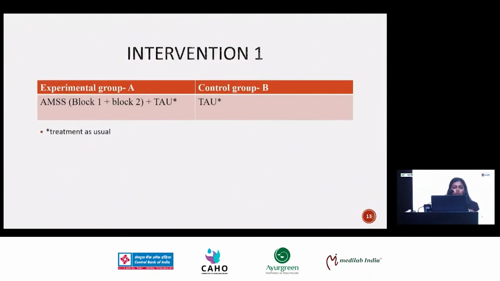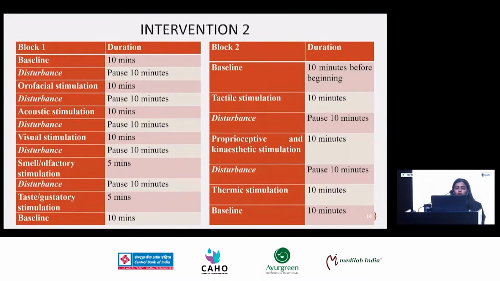The experimental group A included AIMS, that is block 1 and block 2, plus the treatment as usual, whereas the control group B was given only the treatment as usual. Block 1 and block 2 consisted of various stimulations like orofacial stimulation, acoustic, visual stimulation, olfactory, taste, tactile stimulation, proprioceptive and kinesthetic, thermic stimulation.